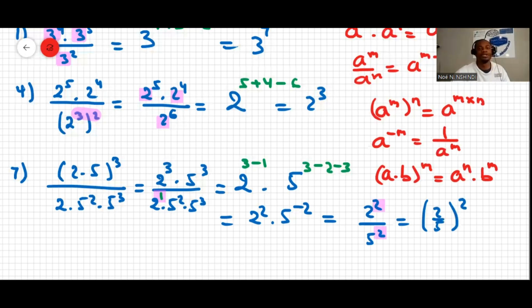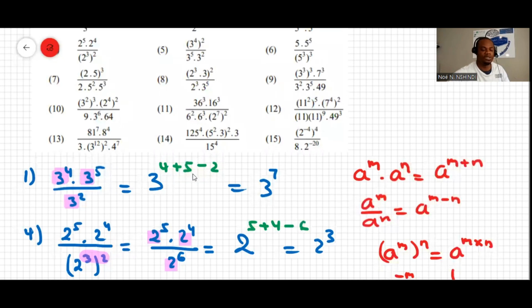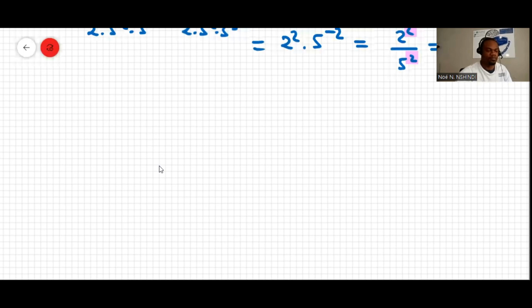So I will leave question 8, which is very similar to question 7, and then I'll do question 9. Question 9 is 3 to the power of 3 again, multiplied by 7 to the 3, all over 3 squared multiplied by 3 to the power of 5, multiplied by 49.